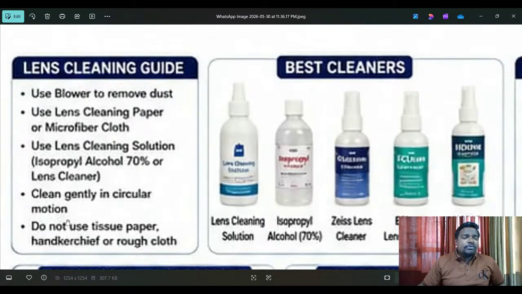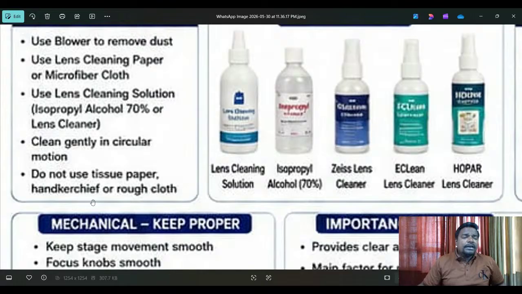Clean gently in circular motion, and don't use tissue paper, handkerchief or rough cloth. Here, the tissue paper I am using is one particular type. All tissue papers are not applicable; only one type of tissue paper is suitable. I will show you what it looks like, and then you can operate.